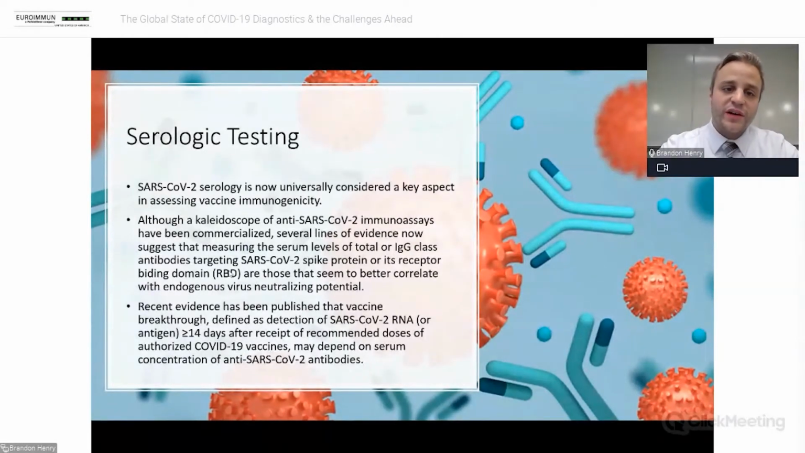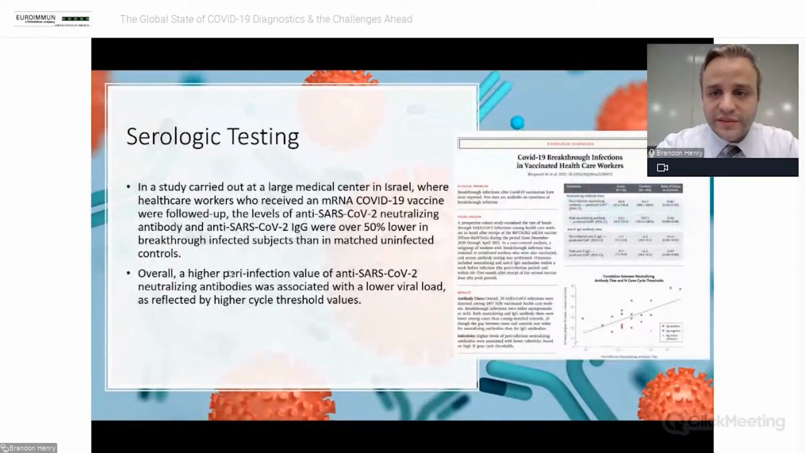Although a kaleidoscope of anti-SARS-CoV-2 immunoassays have been commercialized, evidence now suggests that measuring serum levels of total or IgG class antibodies targeting the SARS-CoV-2 spike protein or its receptor binding domain are those that best correlate with endogenous viral neutralization potential. Recent evidence has been published that vaccine breakthrough, defined as detection of SARS-CoV-2 RNA or antigen greater than 14 days after the receipt of a recommended dose of authorized COVID-19 vaccines, likely depends on the serum concentration of anti-SARS-CoV-2 antibodies. And so here we can see a study showing this, right?